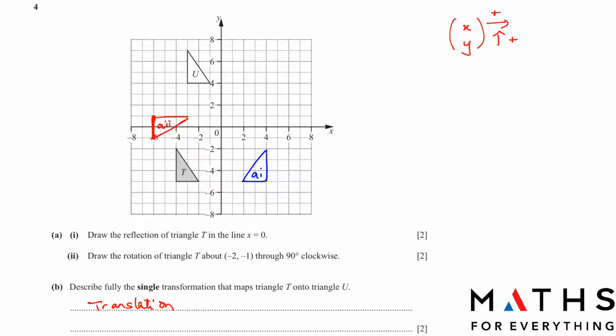So let's take one point. Let's take this point. We can see that it's going right by 1 unit. That's 1. And let's count how many units it goes up. 1, 2, 3, 4, 5, 6, 7, 8, 9. So it's (1, 9).